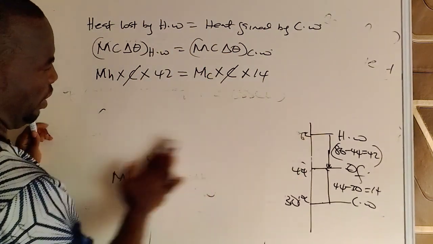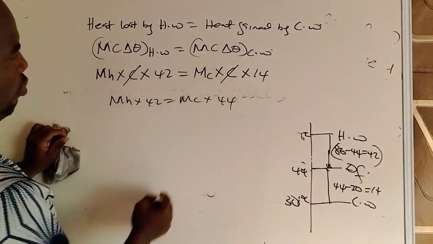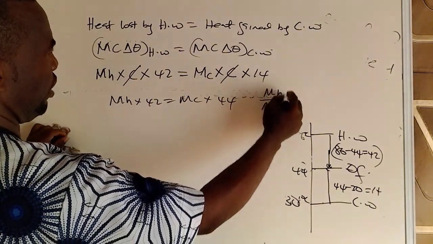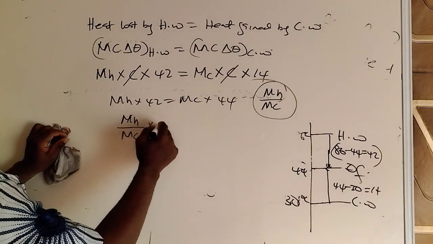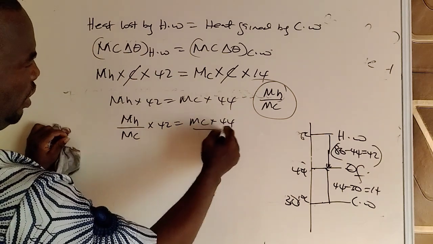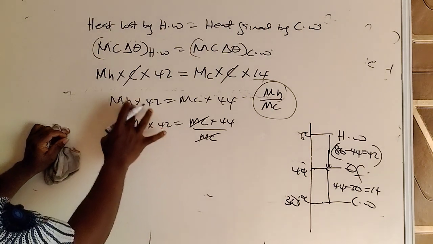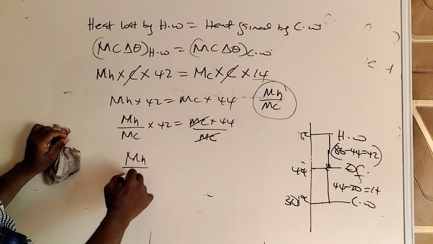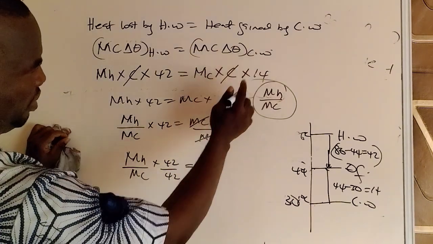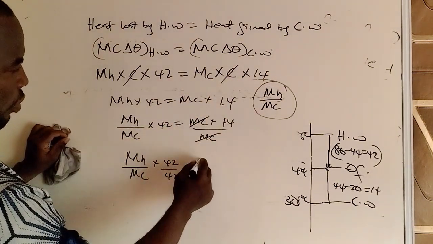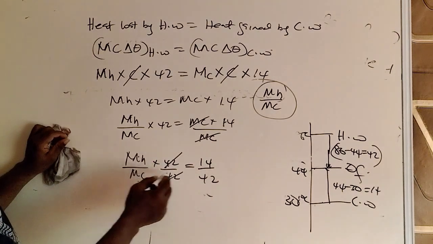So having done that, we're now left with mH times 42 equals mC times 14. We're looking for the ratio of mass of hot over mass of cold. That's what we're looking for. So divide both sides by mC. We now have mH over mC times 42 equal to mC times 14 all over mC. So mass of cold water cancels out. Divide both sides again by 42, so we'll be left with mH over mC times 42 over 42 equal to 14 all over 42. 42 cancels 42, so the ratio of mass of hot to cold is 14 over 42.